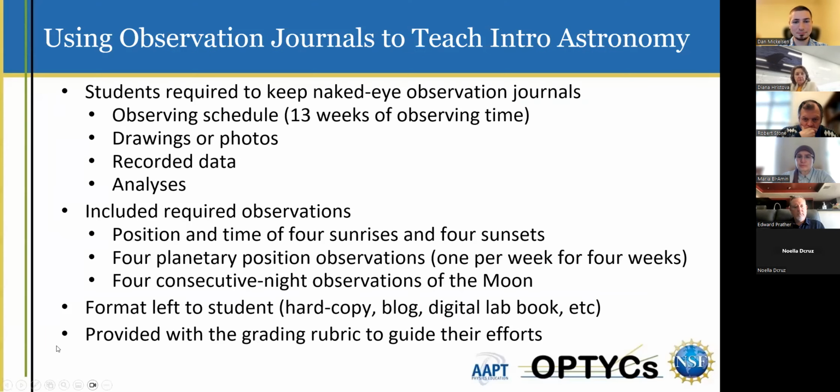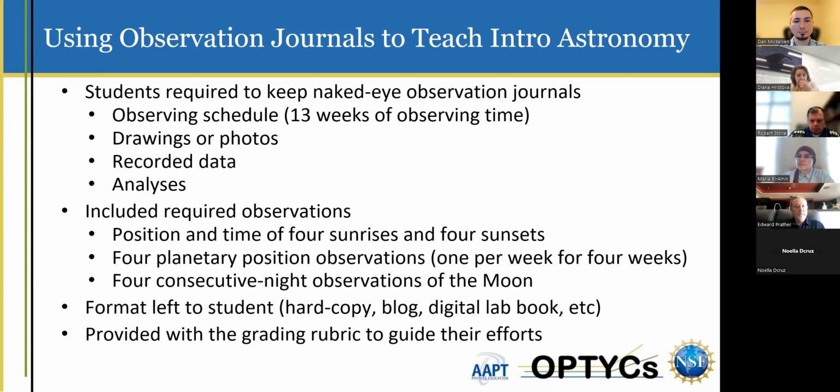I'm just going to review very briefly what they found, just so you know, hey, maybe this is something I want to look at, or maybe this is something I'm not so interested in. Basically, the students were required to keep naked eye observation journals over a 13-week period. They were required to include drawings or photos to document their observations, record data, and then do some analysis of what they were doing.